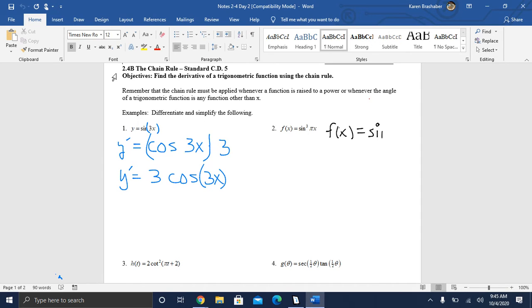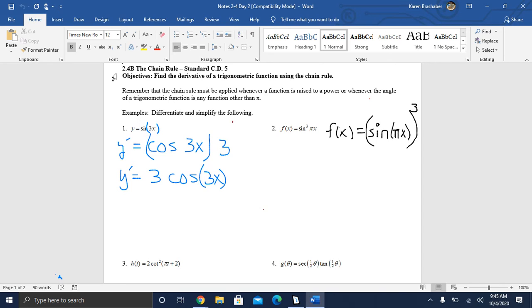And I'm actually going to go ahead and put the pi x in parentheses as the angle, just so there's no confusion there. But what I'm really talking about is that the entire function is to the third power. Sine to the third of pi x means that it's the sine of pi x all to the third power. So this is actually going to require the chain rule a couple of times.